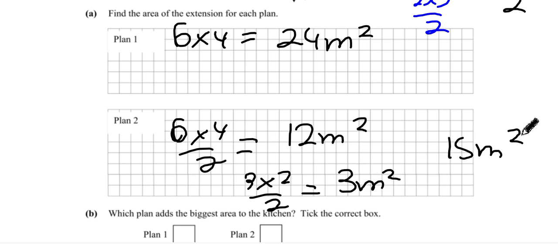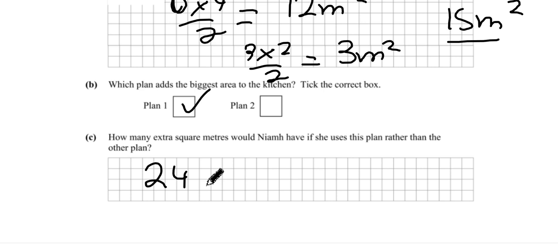Everybody happy enough with that? Which one's bigger? Well, plan 1 is bigger, because it's 24 compared to 15. And I'll just do 24 take away 15, which is 9 meters squared.